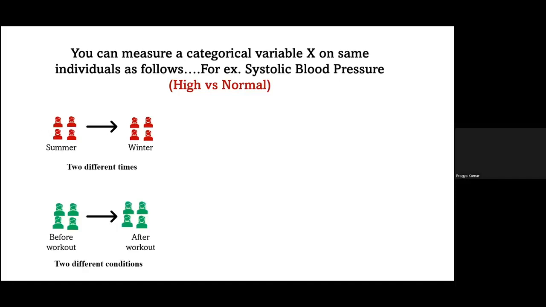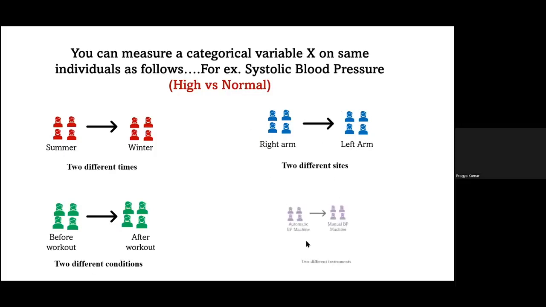There can be one situation where, for the same set of individuals, maybe the same MBBS students, I have measured the systolic blood pressure before the workout and after the workout. So under two different conditions, I have measured the blood pressure. Again, at two different sites, maybe for the same individual, I may measure the blood pressure in the right arm and in the left arm. So this is at two different sites. This is again a paired value.